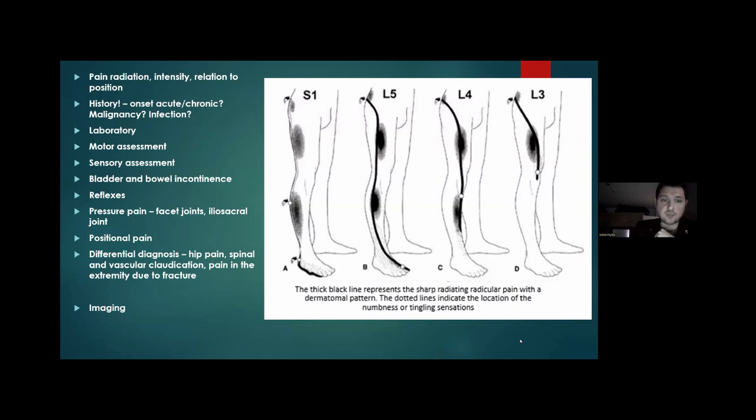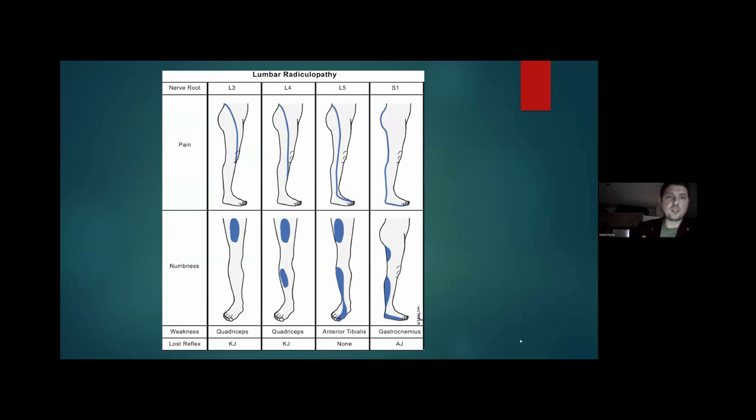Differences between spinal and vascular claudication, or does a patient have pain in an extremity due to a fracture, and of course the imaging. So when it comes to lumbar radiculopathy, L3, L4, L5, and S1 radiculopathy is very characteristic. L3 radiculopathy is a pain in the back which goes through the anterior thigh up to the knee. In L4, it goes over the knee up to the foot. In L5, it goes very characteristically into the big toe, and in S1, it goes on the posterior side of the leg.